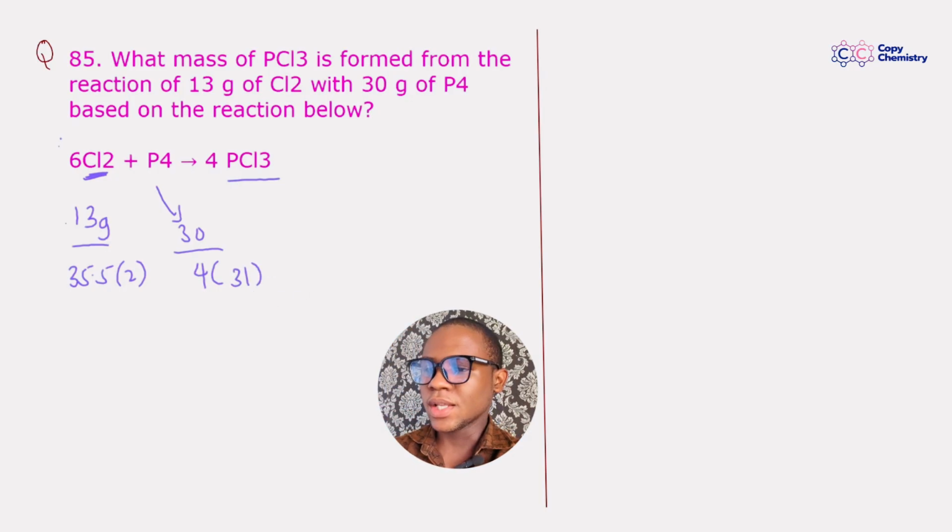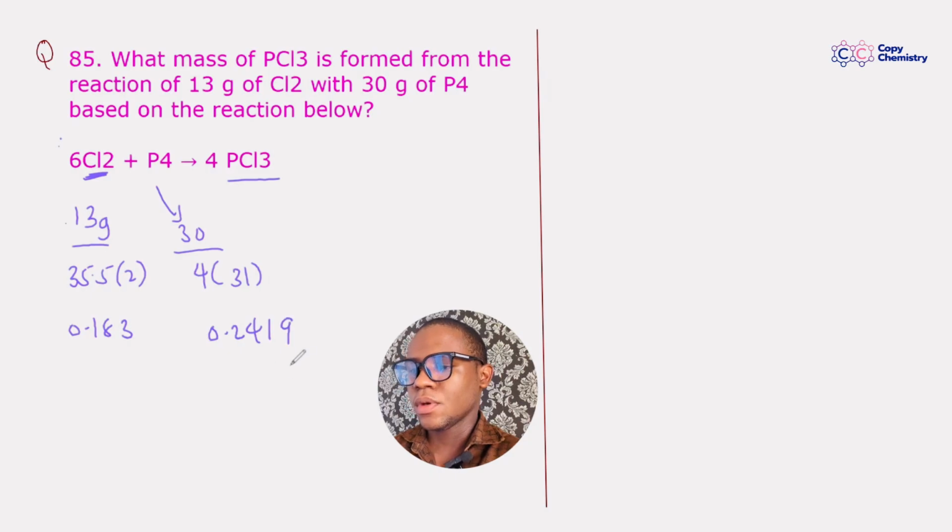Okay, so you see that? Now, what would that give us? We would have 0.183 for this one. And when you divide this other one, you should have 0.2419. All right, so these are the moles of these two reactants given to us. And then we are asked to calculate the mass of PCl3 that will be formed.